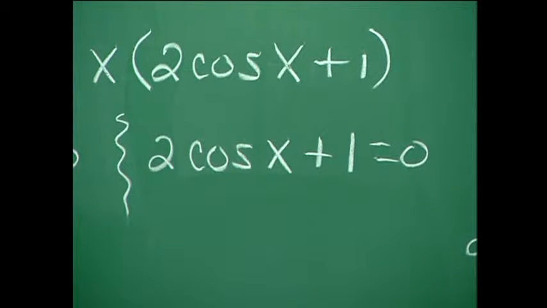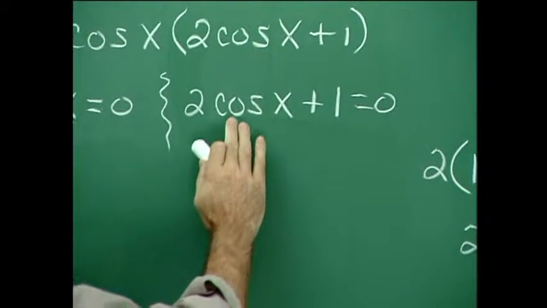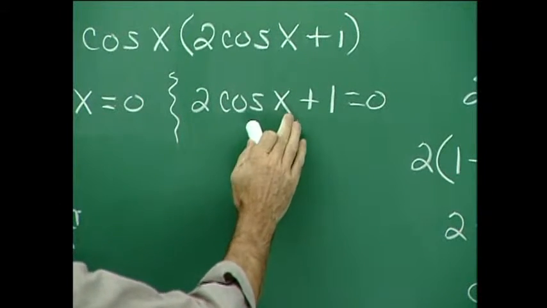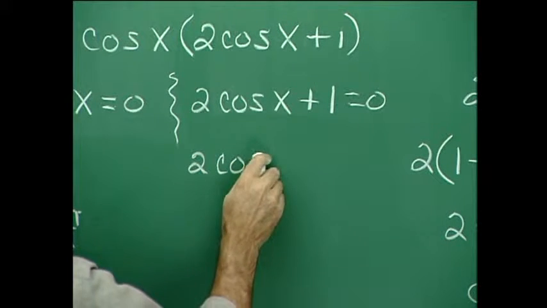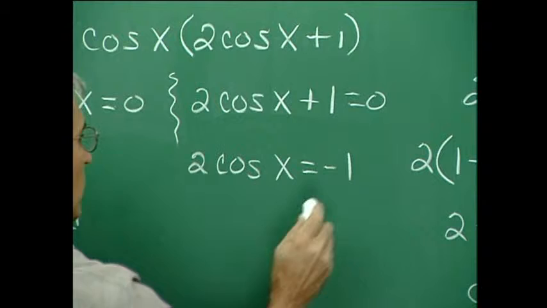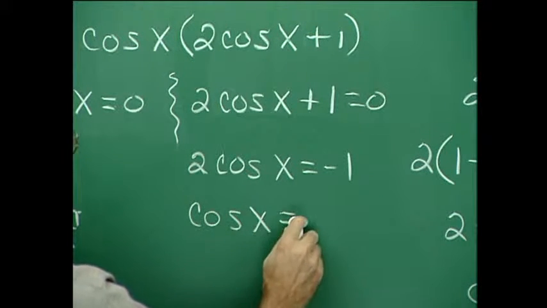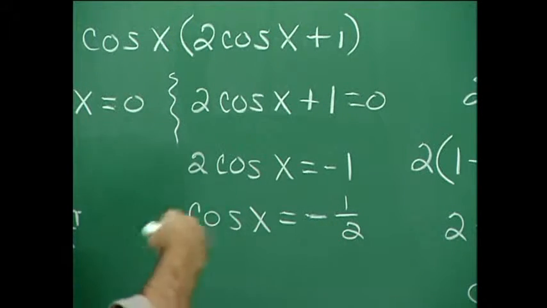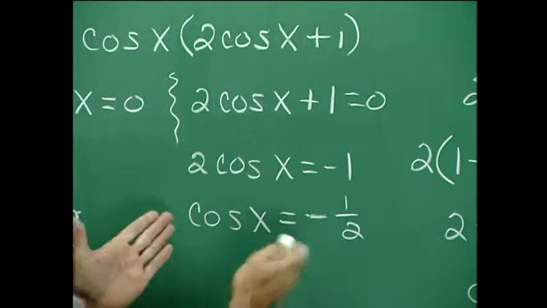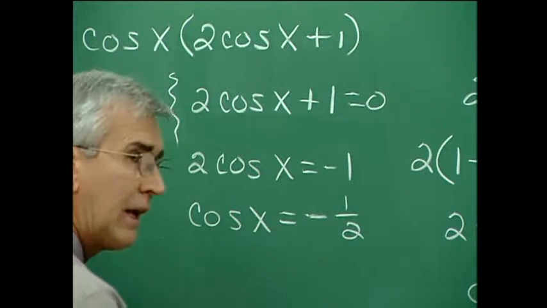Now let's solve the equation associated with the other factor. We're solving this equation, so I want to isolate cosine x on one side. I'll subtract 1 on both sides to begin with. So we have 2 cosine x equals negative 1. Dividing on both sides by 2, I find cosine x to be equal to negative 1/2. All right, now we need to analyze in some way the situation so that we identify the angles such that the cosine of those angles is negative 1/2.